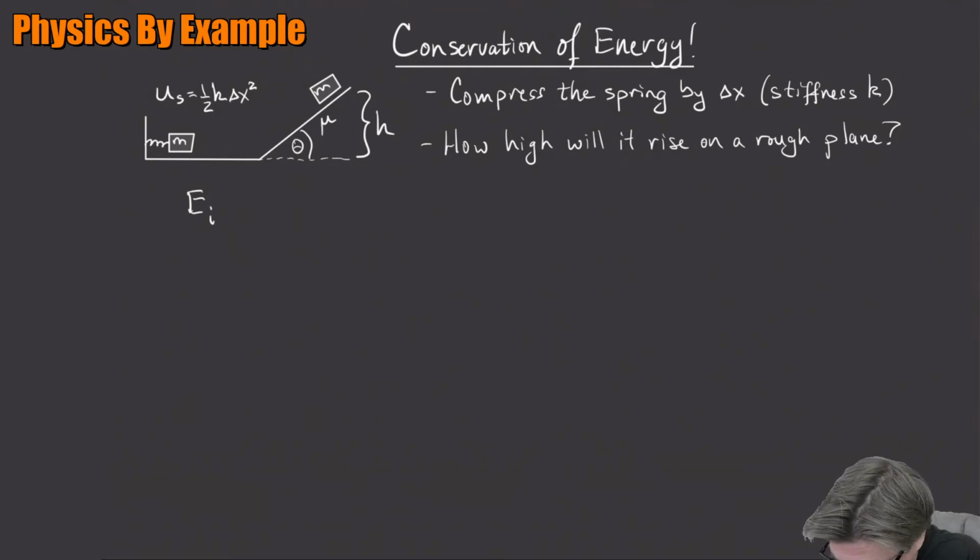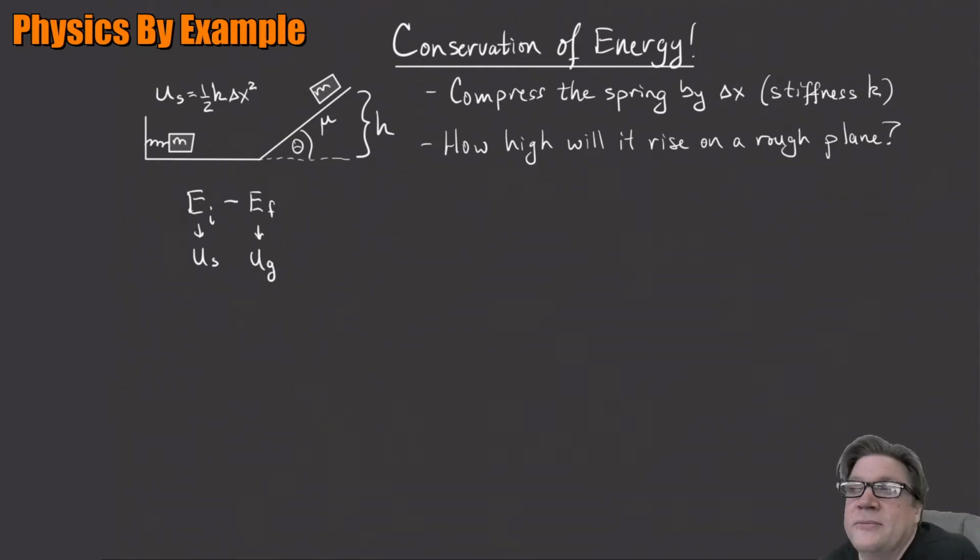It's just the spring energy. There's no kinetic at first, and it's on the ground, so there's no potential. Then the final energy, we have to be a little bit careful. When it gets up there at the end, it comes to a stop, so you're tempted to say that the final energy is just going to be 0, which is true for kinetic. There's no kinetic at the end. But look, it's gained some gravitational potential. It's gone up in height. So the final energy is just going to be U-gravitational, which is just mgh. We know how to do that.